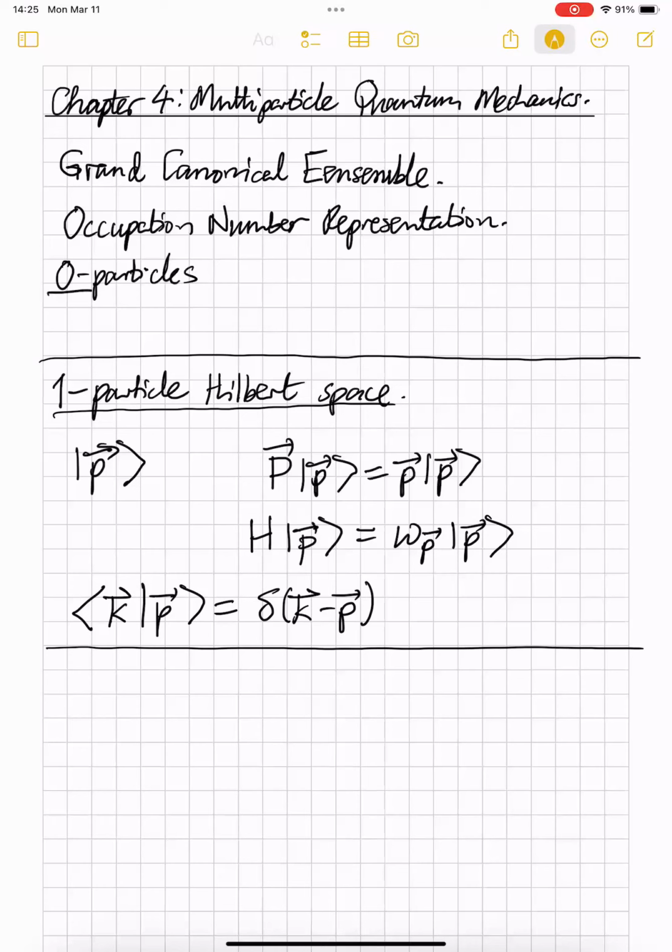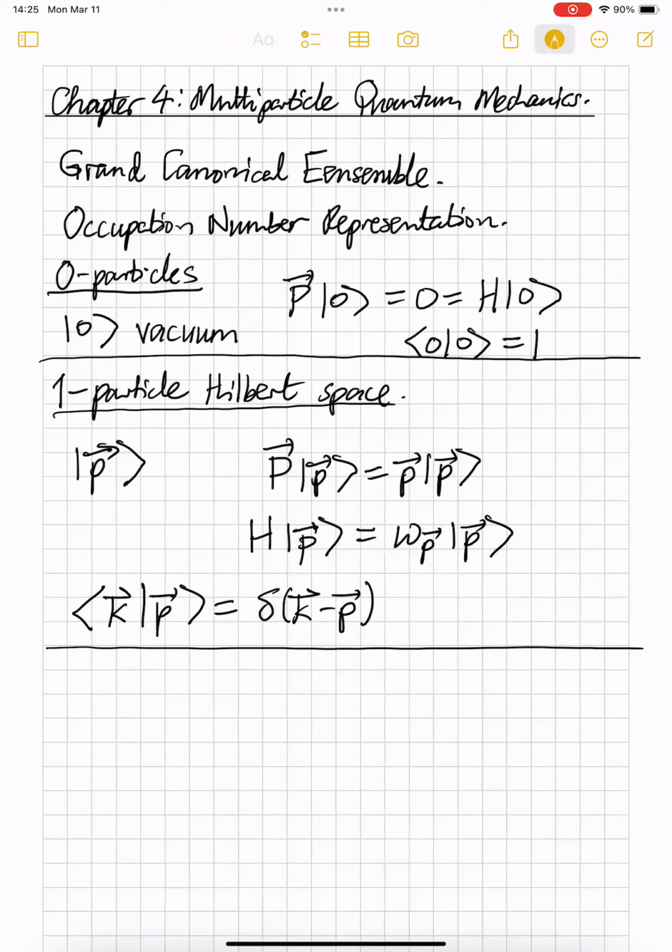The Hilbert space of no particles is spanned by a single state. We write it as |0⟩. In quantum field theory, the state of no particles will be called the vacuum. The momentum of the vacuum is zero, and the energy of the vacuum is zero. Another property that the vacuum has is that it can actually be normalized to 1.